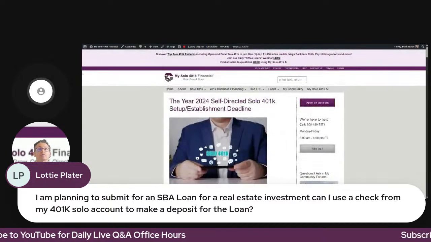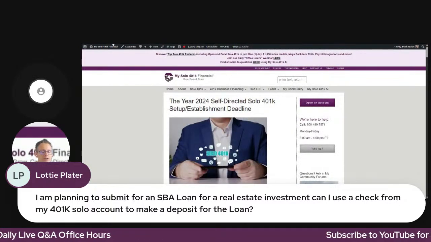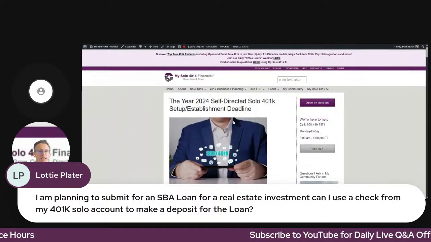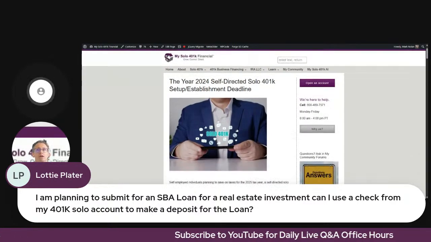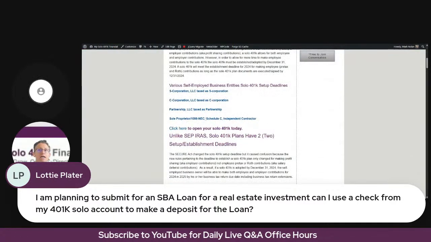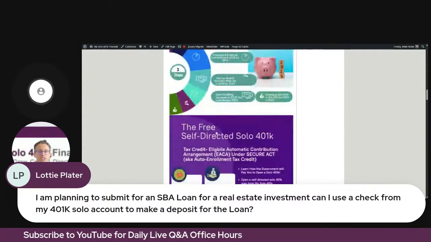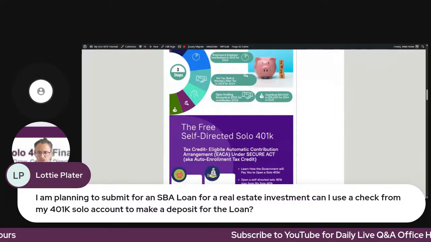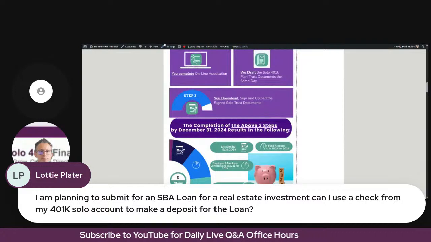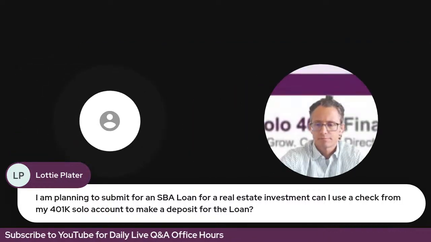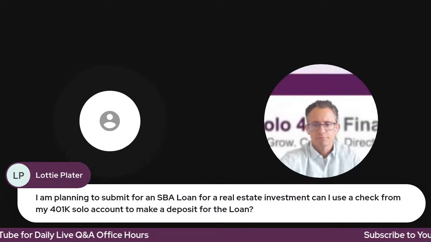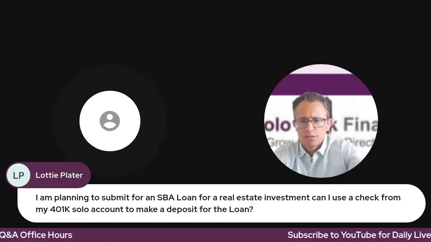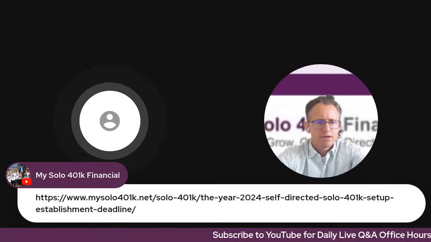This is a great resource from our website that talks about the solo 401k setup deadline for 2024. It breaks it down for each entity type. Well, let me share that with you. And then let's take a look at some more questions here on the live chat. So take a look at that there.